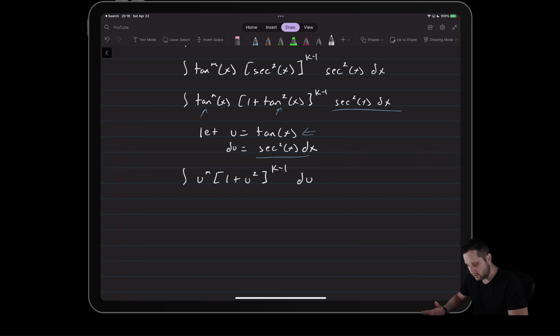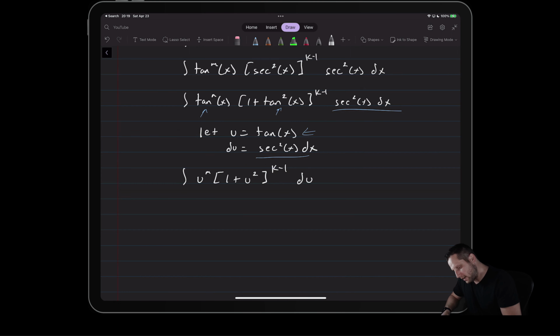Now all that's left to do is, in an actual problem, this m and this k are going to be numbers, right? So all you're going to do here is you're going to FOIL out this binomial term in the middle, and then distribute that u to the m term, whatever the power is, into whatever you FOIL it out to be. And then you're just going to do a regular integral. And then once you're done, you're going to back sub this u equals tangent x back into your result, and then you'll be done with this part, okay?